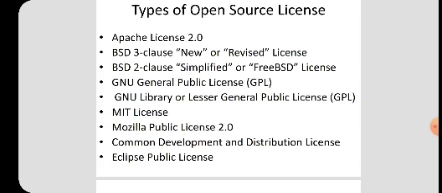So what are the licenses? Apache License 2.0, BSD 3 clause new or revised license, BSD 2 clause simplified or FreeBSD license, GNU General Public License, GNU Library or Lesser General Public License, LGPL. Then MIT license, Mozilla Public License 2.0, Common Development and Distribution License, and the last one, Eclipse Public License.